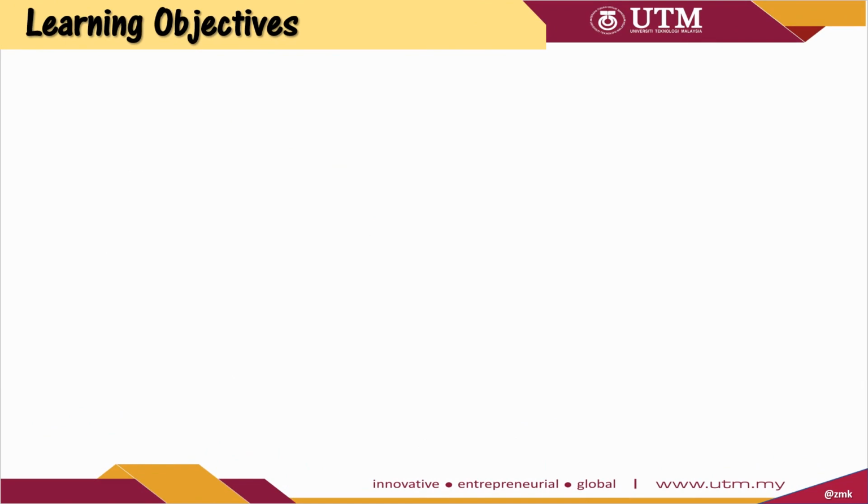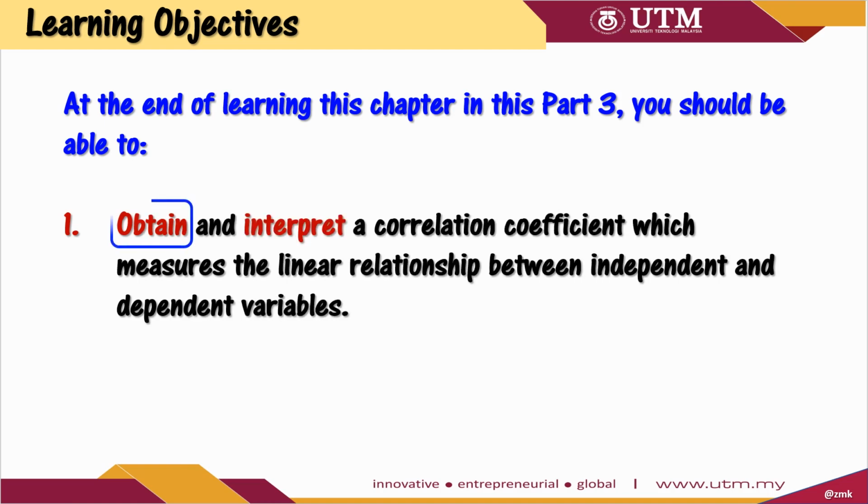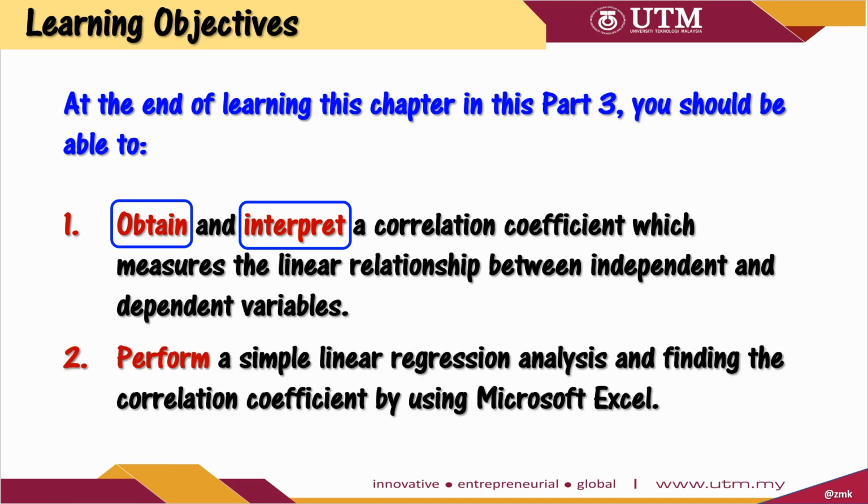At the end of listening to and learning from this video, you should be able to, first, obtain and interpret a correlation coefficient that measures a linear relationship between two quantitative random variables, that is, in particular, between the independent variable x and dependent variable y in this chapter, where x and y are quantitative variables. Second, you should also be able to perform a simple linear regression analysis and find the correlation coefficient by using Microsoft Excel.